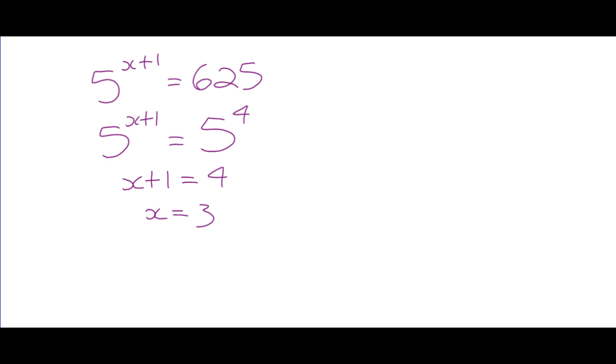Okay, so 8 to the 3x equals 16 to the 2x minus 1. Can 16 be expressed as a power of 8? No, it could be a multiple of 8, but that doesn't help us, right? It's got to be a power. So 16 could be 4 squared. Can we write 8 as a power of 4? No. So what's the common base for 8 and 16?